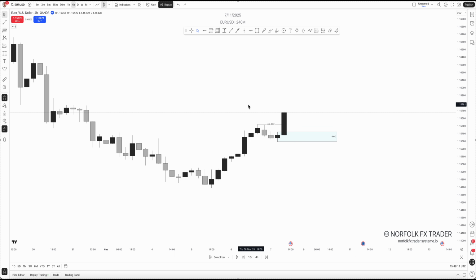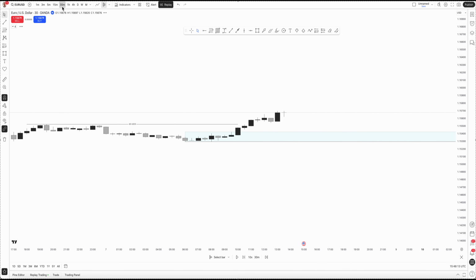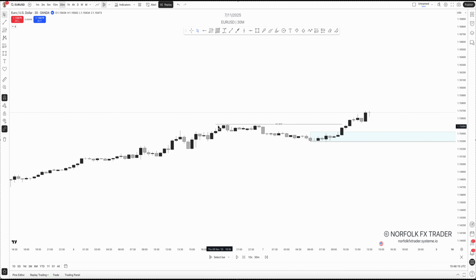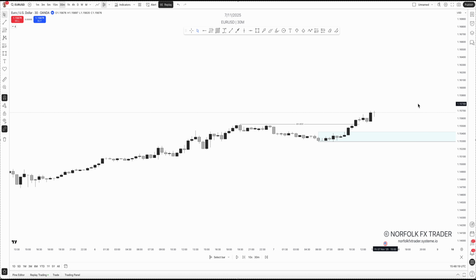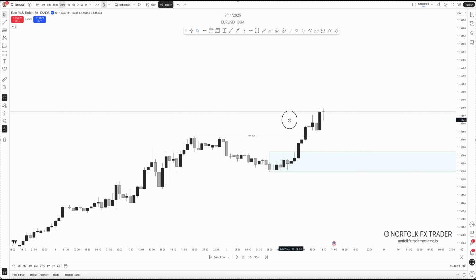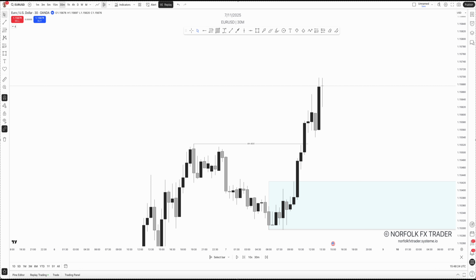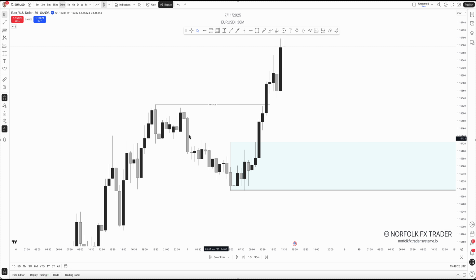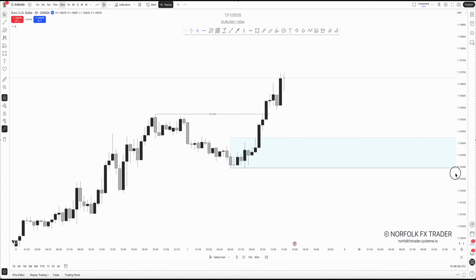So once we have this, we're now going to go down to our 30 minutes. We want to confirm everything across multiple time frames. So on a 30-minute time frame, we have the same break of structure here. Let's just double check this is not a close down. So this is the same area.